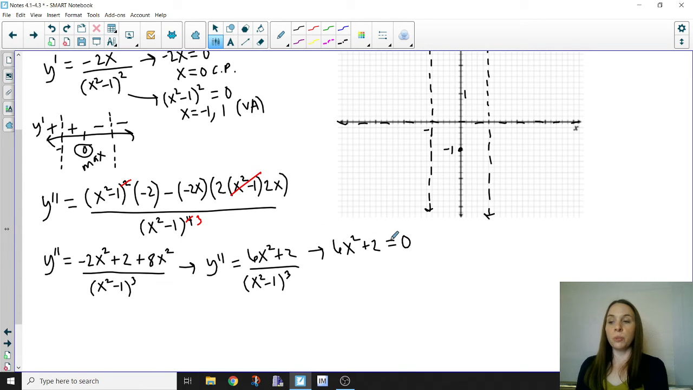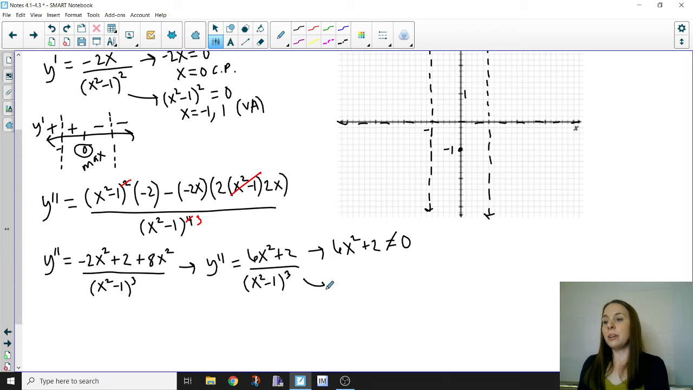When you set the numerator equal to 0, you're going to find that you can't solve that. You would be subtracting 2, dividing by 6, and you would end up with x squared is equal to -1/3. Then you would be square rooting from there, ending up with an imaginary number, and we're not going to do that here. We don't have imaginary numbers that will be our points of inflection, so we just say that can't equal 0 and move on.